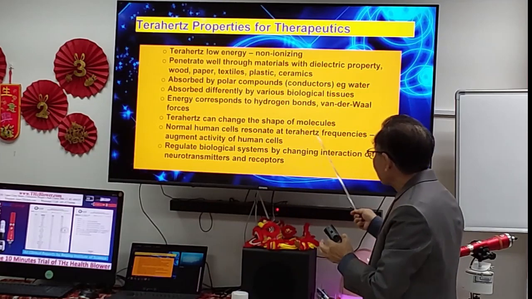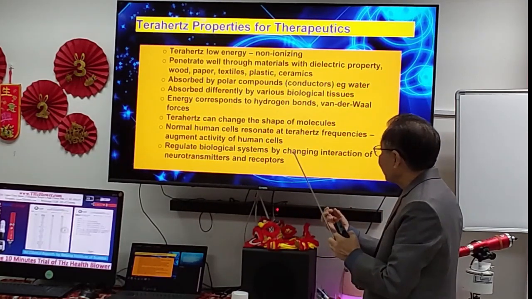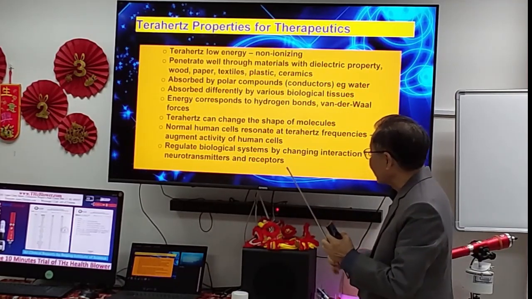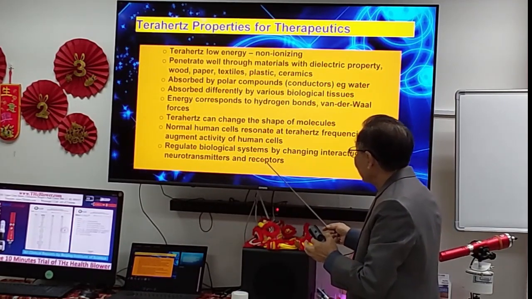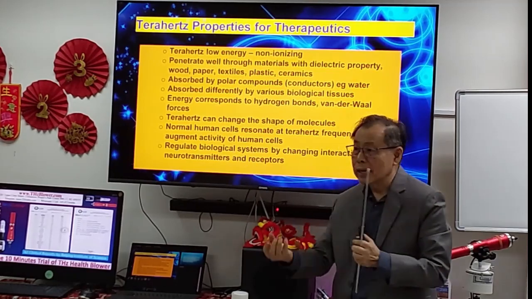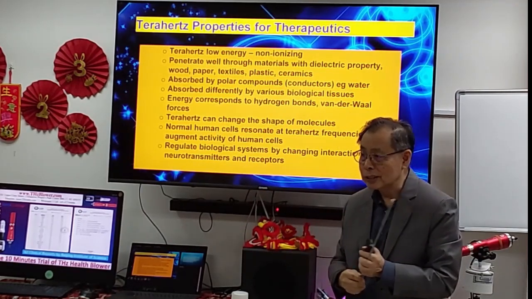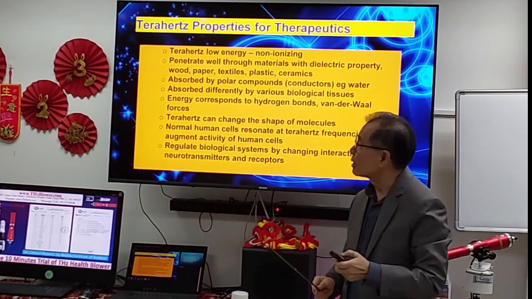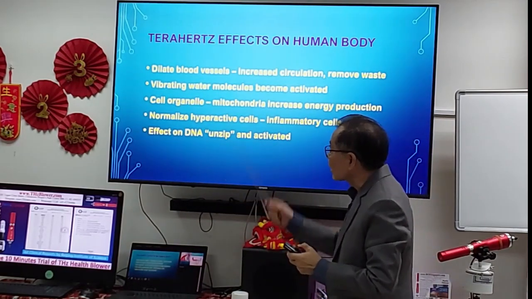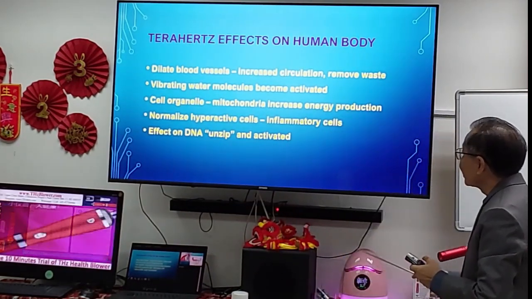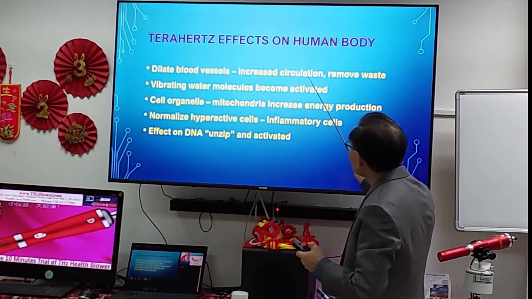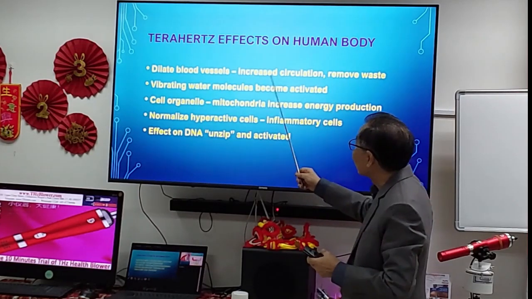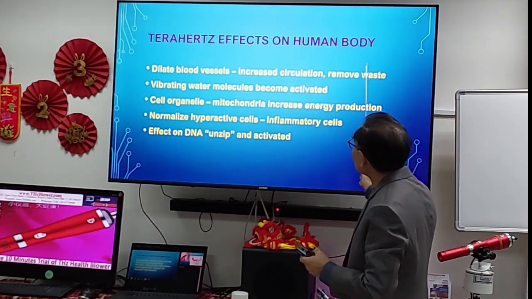Because human cells resonate at that frequency, it can therefore activate cells and regulate cells. And that's how it regulates our body's function, because of its effect on chemicals within the body. So this is a summary of what terahertz does to your body. It opens up your blood vessels, increases circulation, and removes waste. Very important, huh? One of the main functions of circulation is to remove waste.